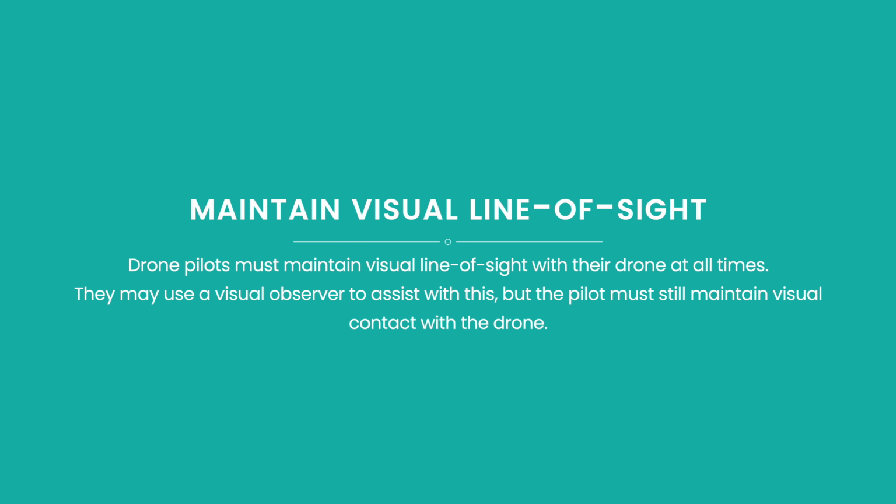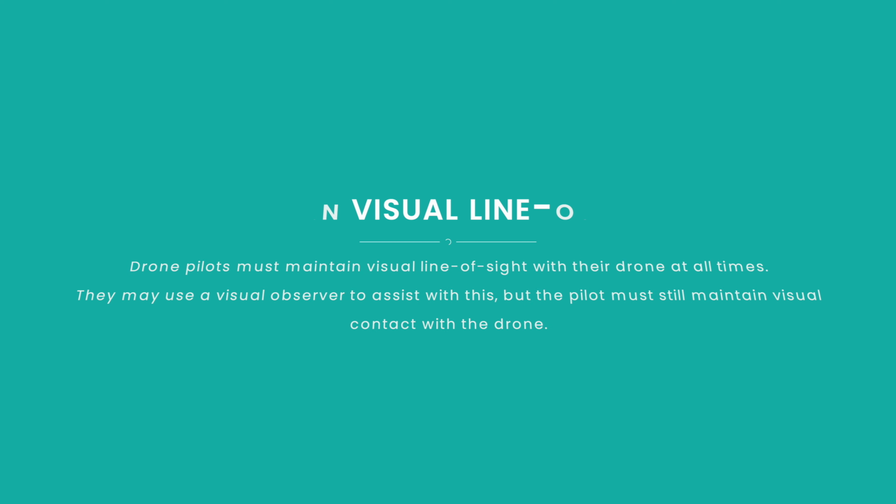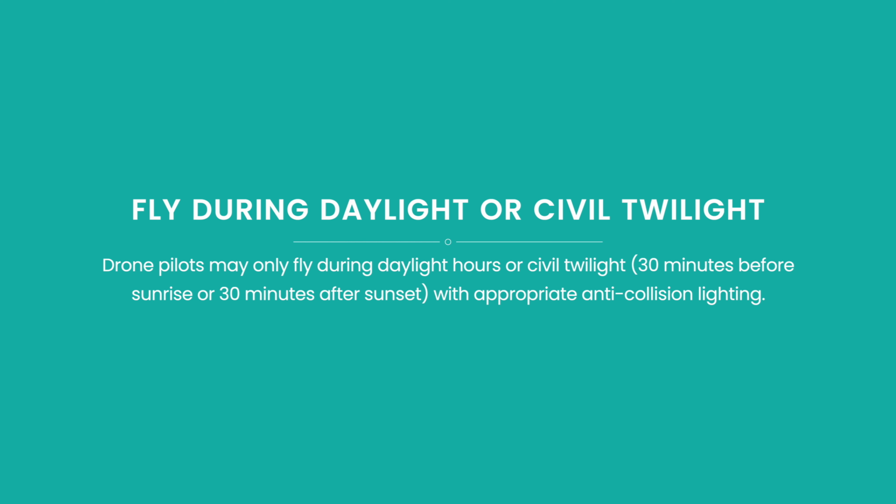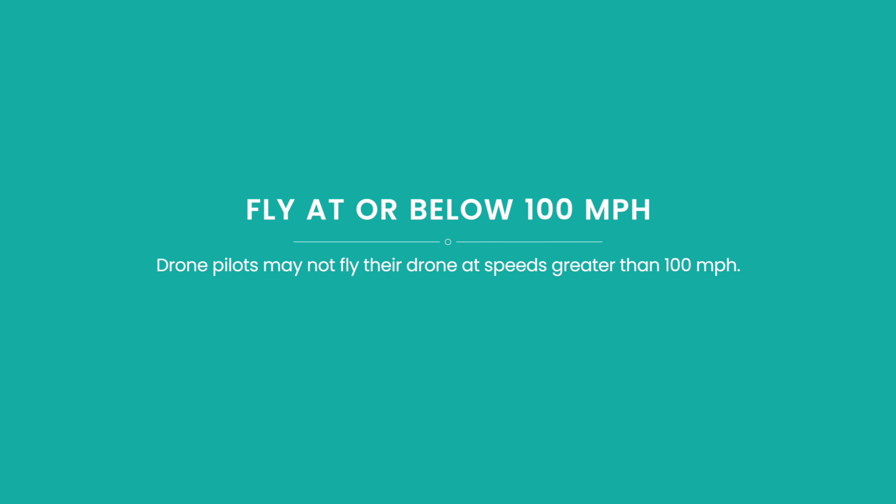Maintain visual line of sight. Drone pilots must maintain visual line of sight with their drone at all times. They may use a visual observer to assist with this, but the pilot must still maintain visual contact with the drone. Fly during daylight or civil twilight. Drone pilots must fly only during daylight hours or civil twilight, 30 minutes before sunrise or after sunset, with appropriate anti-collision lighting. Fly at or below 100 miles per hour. Drone pilots must not fly their drone at speeds greater than 100 miles per hour.